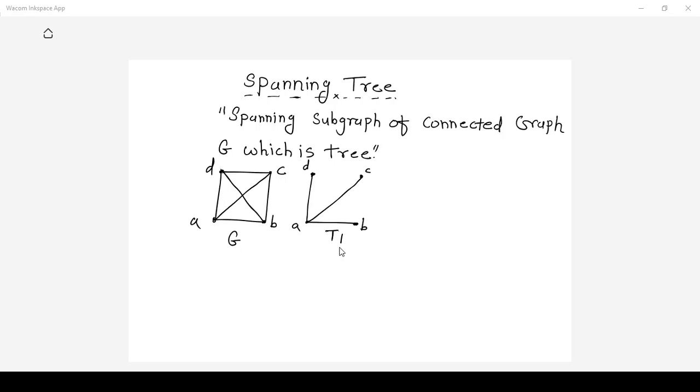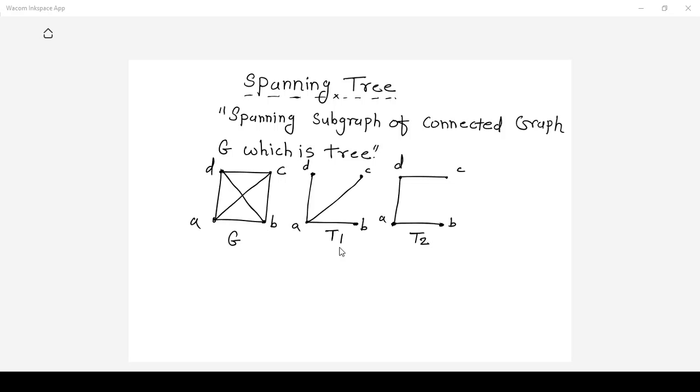I can also have a spanning tree like this, A, B, C, D. I can have edges D to C, D to A, and A to B, let us say. So suppose I'll call this T2. So T2 is also a spanning subgraph which is a tree. So I can say T2 is a spanning tree.